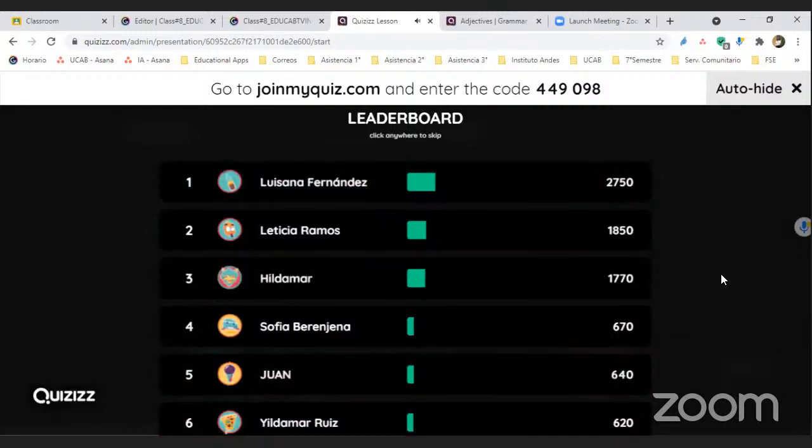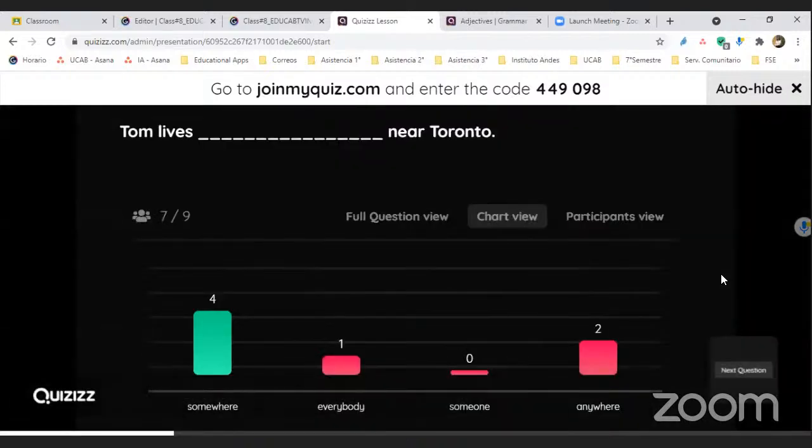Okay, good. So Tom lives somewhere near Toronto. Remember, we need to see if we are speaking about a place, a person, or a thing. So, for example, here Toronto is a place. So we couldn't use, for example, everybody or someone. They were not correct, okay, because they're talking about a person, or some person, or every person. So somewhere was the right answer.